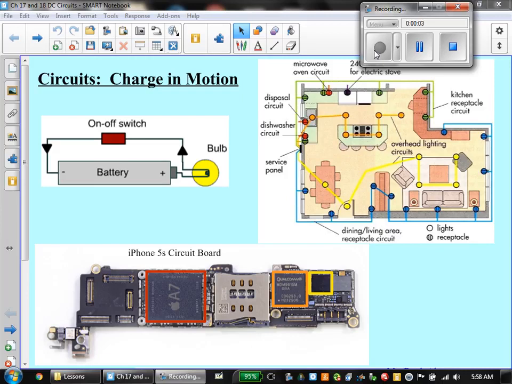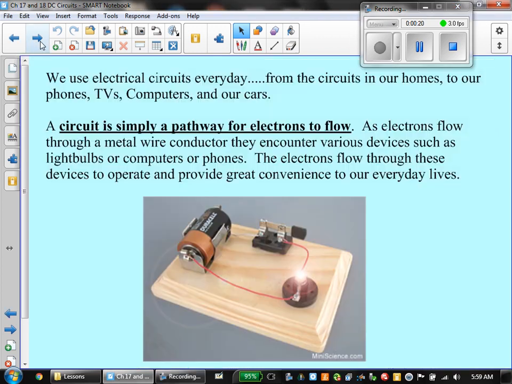Okay, good morning. This is a quick review of circuits for you guys who didn't have it in Physics 1 last year. I'll be pretty quick, but you can stop the video and take down notes and record things and listen to it twice if you're so inclined. This is chapter 17 and 18 in your textbook, so it's going to talk about DC circuits.